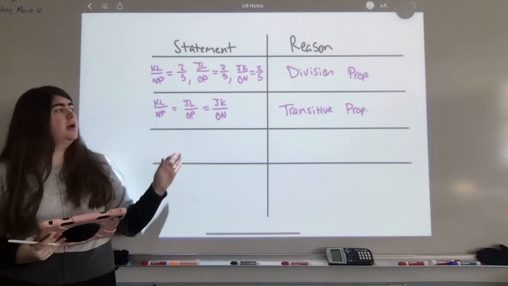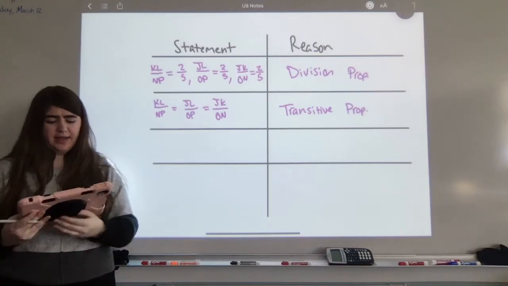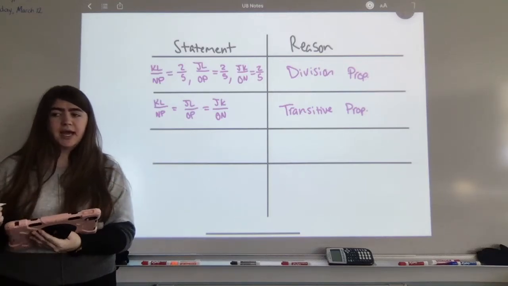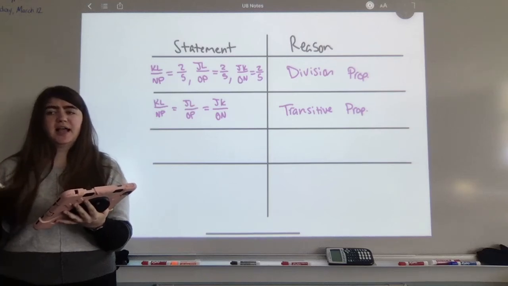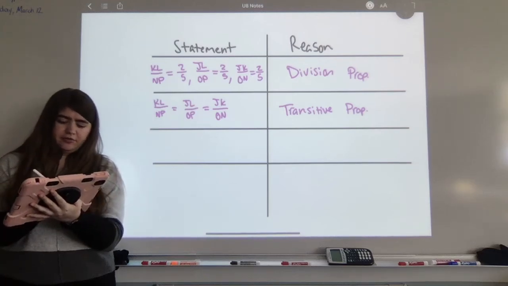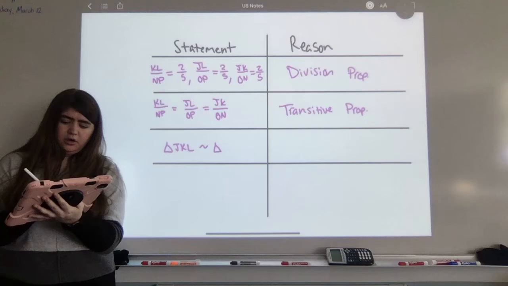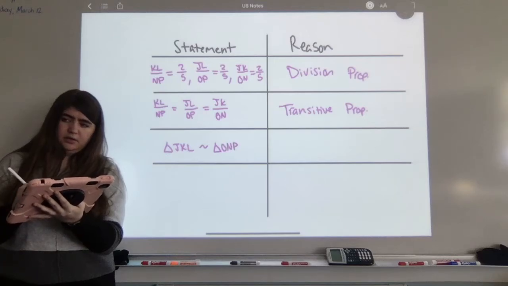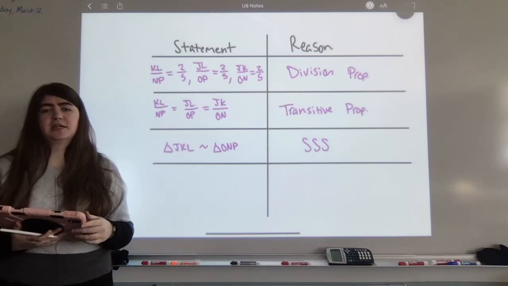All right, because all three sets of corresponding sides have the same value, they are congruent. I can then say that my triangles are similar using the side-side-side theorem. So I have triangle JKL is similar to triangle ONP using the side-side-side triangle similarity theorem.